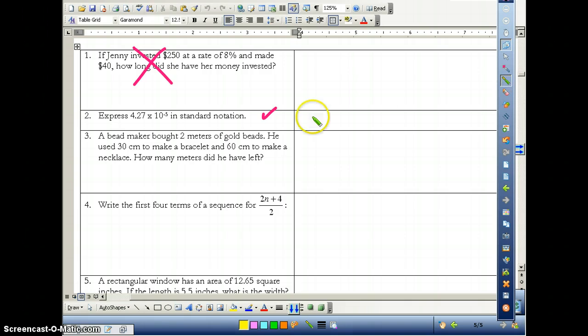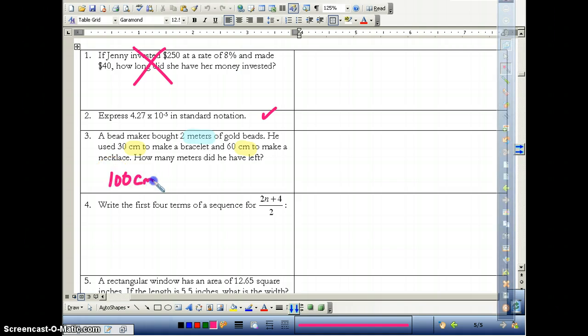Well, that's a simple subtraction problem, but you've got to recognize that we've got centimeters and then we've got meters. How many centimeters are in a meter? Yeah, there's 100 centimeters in each 1 meter. So that 2 meters is 200 centimeters. Now you can do the subtraction, and it says how many meters do you have left? Well, when you take 200 and subtract 90, your answer is going to be in centimeters. You need to convert that back to meters because they want meters.